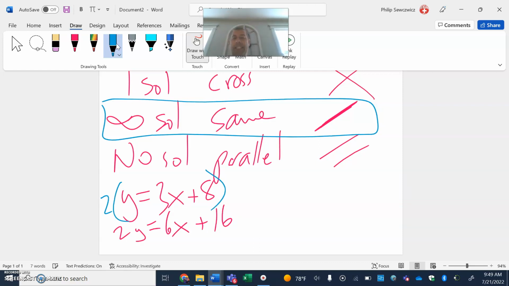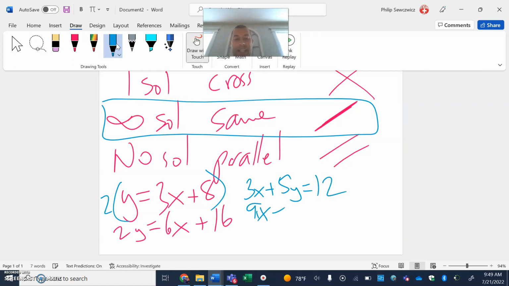So even if you see one that's in standard form, so 3x plus 5y equals 12, and then we see a 9x plus a 15y equals 36. Look, they're all being multiplied by 3, all right? So that tells me that it's the exact same line. So that's how I can tell right away.